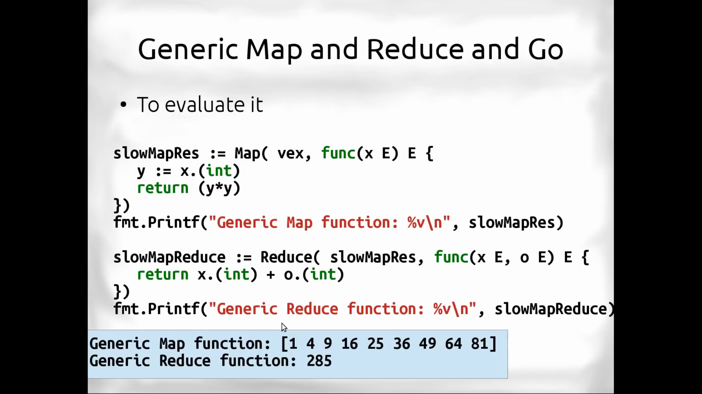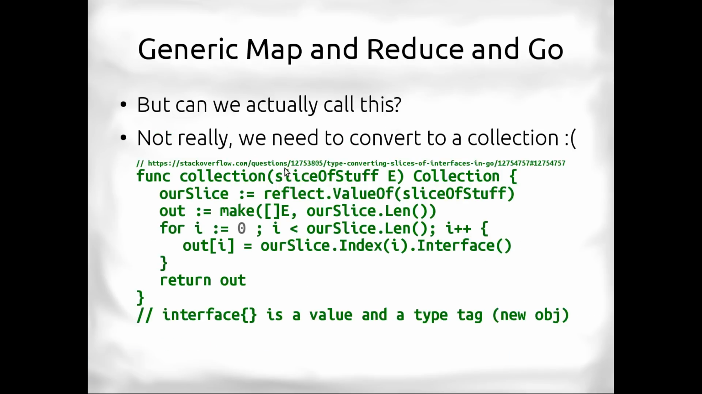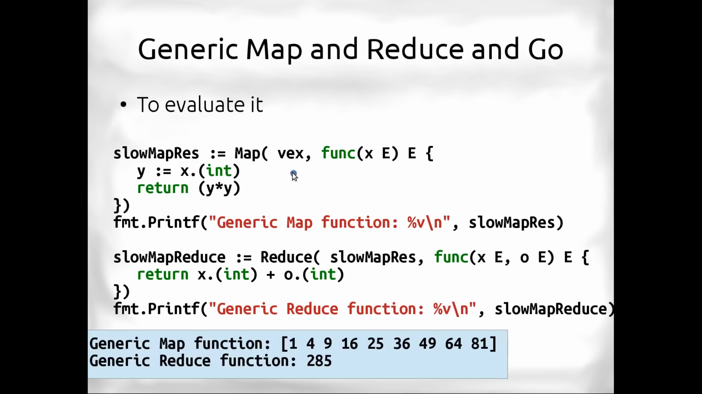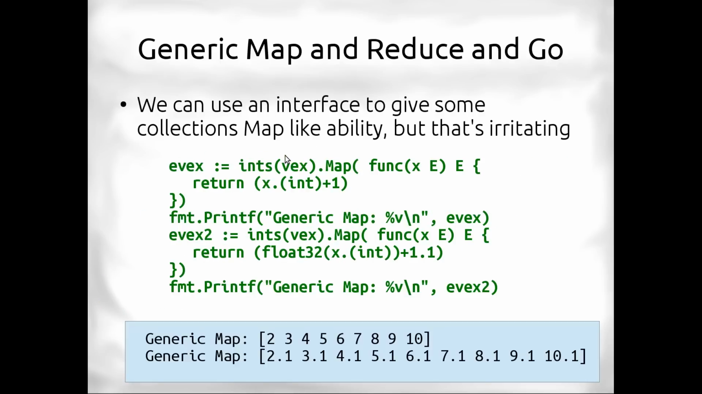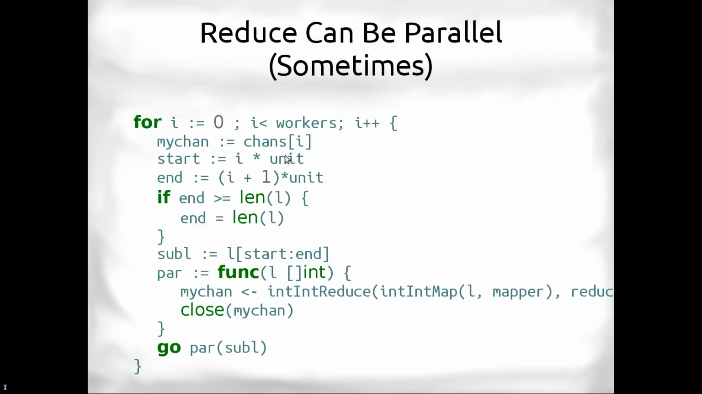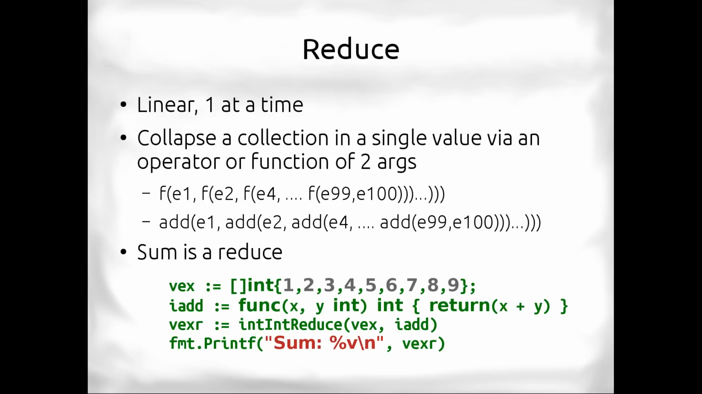So how do we evaluate it? What does it look like? Because I've just been showing you the code, right? So how do we actually apply it? So here we go map, we put in any value we want. So I'm going vex. Remember what vex was? Do you? Vex was back here a little bit. Nope, not there. Vex is over here. It's just an int slice 1 to 9.